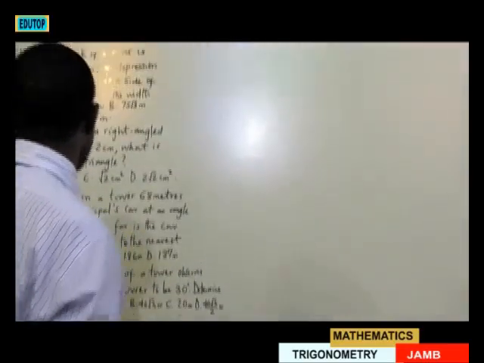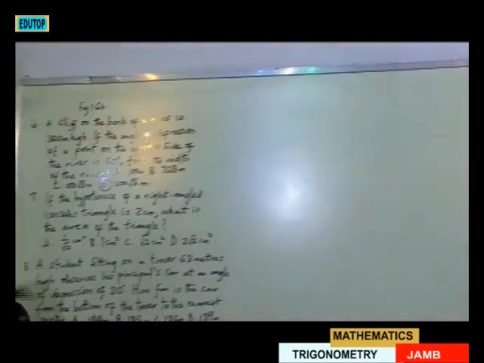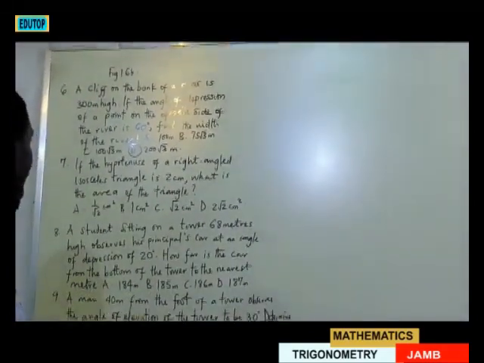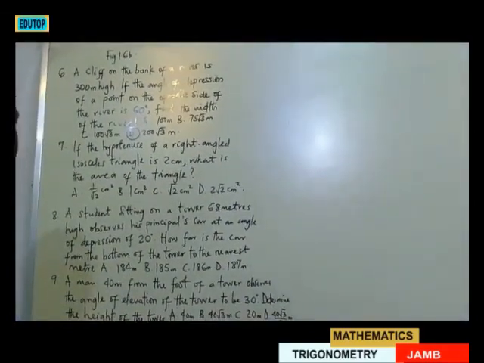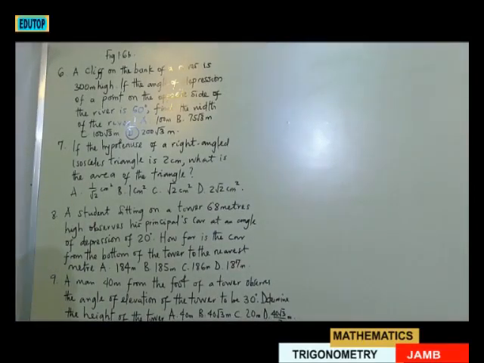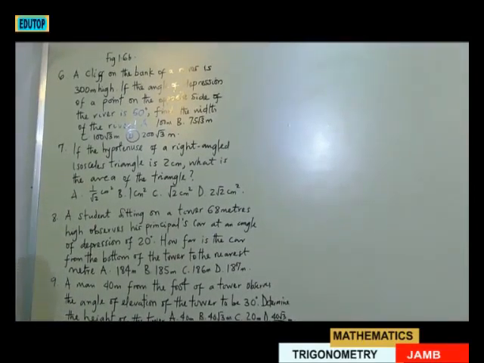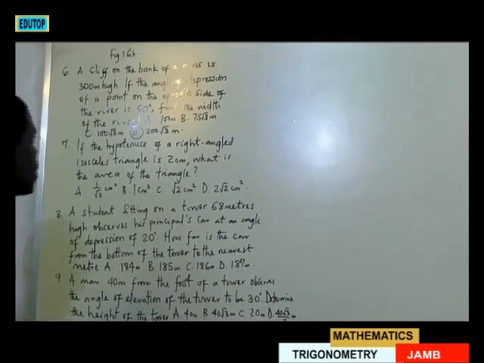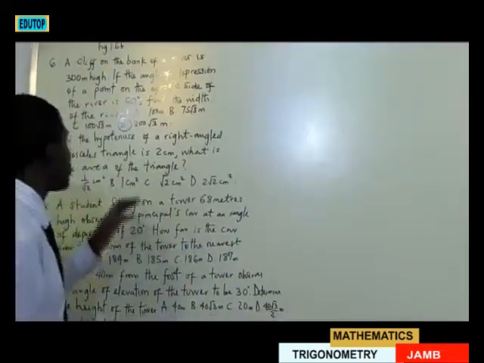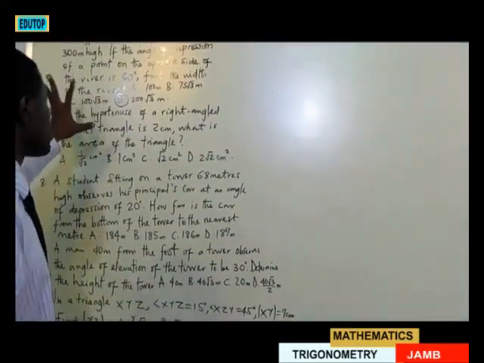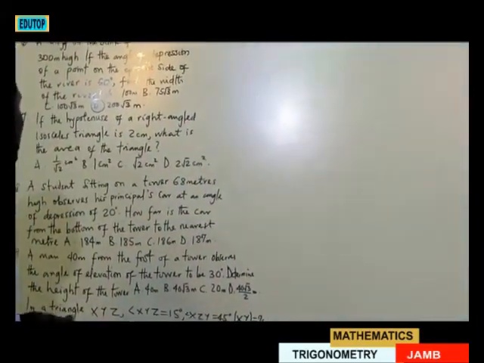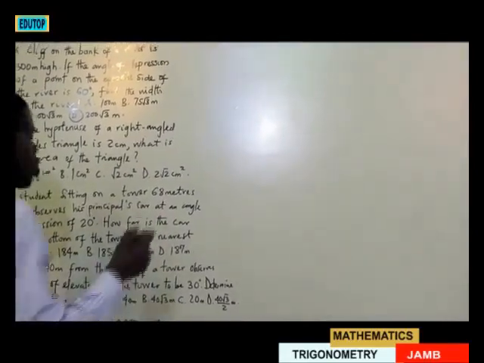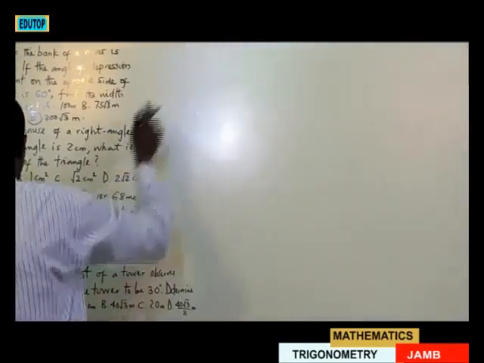Question 6. A cliff on the bank of a river is 300 meters high. If the angle of depression of a point on the opposite side of the river is 60 degrees, find the width of the river. In this situation, we are meant to represent this information diagrammatically, so that we can get a clearer picture of what we ought to solve.